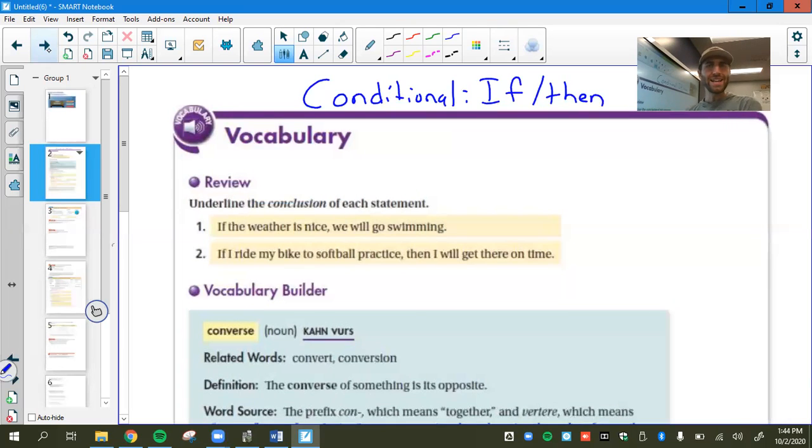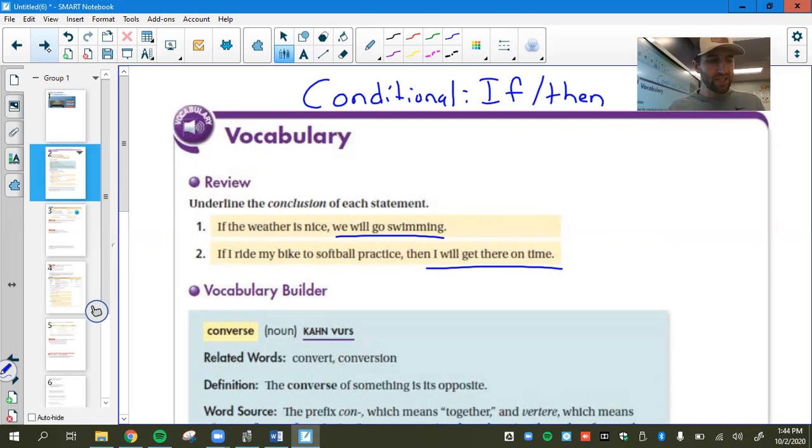Now, in each if-then statement, there is a conclusion. We can break that into a hypothesis and a conclusion. First, the conclusion part is kind of like the result. If something is happening, then the conclusion happens. If the weather is nice, we will go swimming. So the conclusion is we will go swimming. If I ride my bike to softball practice, then I will get there on time. It's the cause and effect type. So the conclusion is I will get there on time.